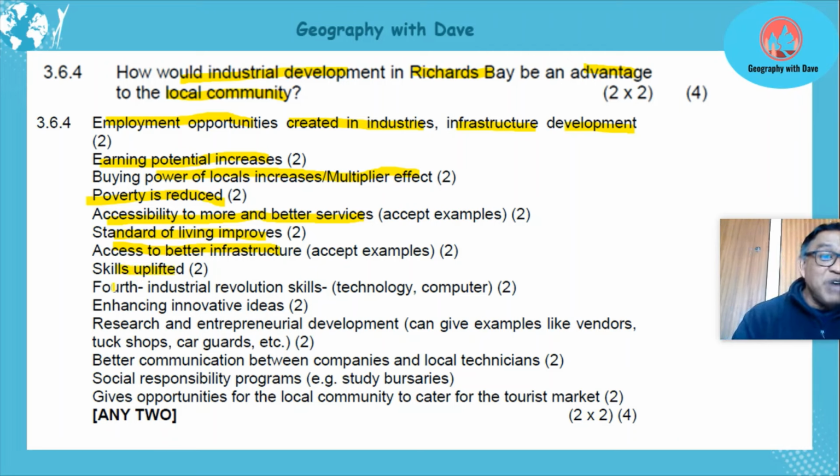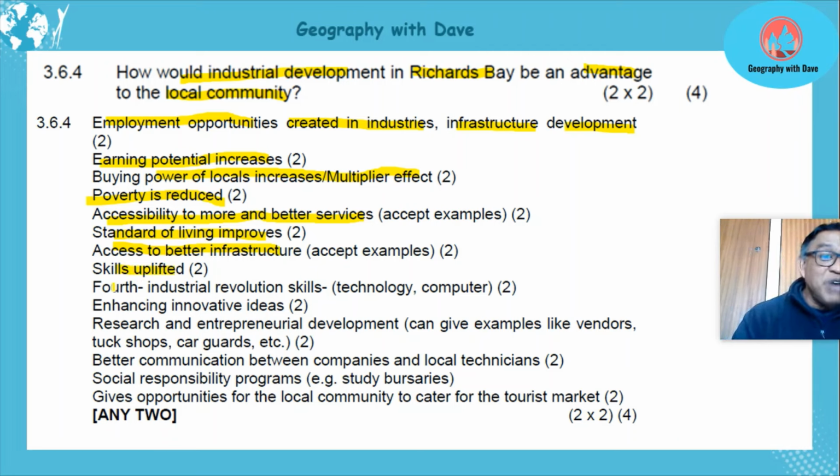Okay, it goes on to other factors. Fourth industrial revolution skills. You know, the computer era, etc., that's growing. All those skills are needed there. Therefore, people will be in demand. Tertiary institutions will come out. All right. Enhancing of innovative ideas. People want innovation. They want smoother processes, more effective processes. So you've got chances for people to get in. Research, entrepreneurial development. All right.